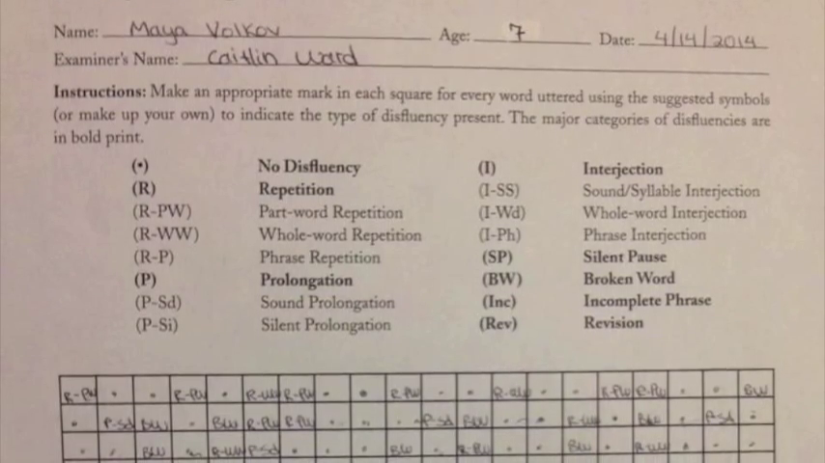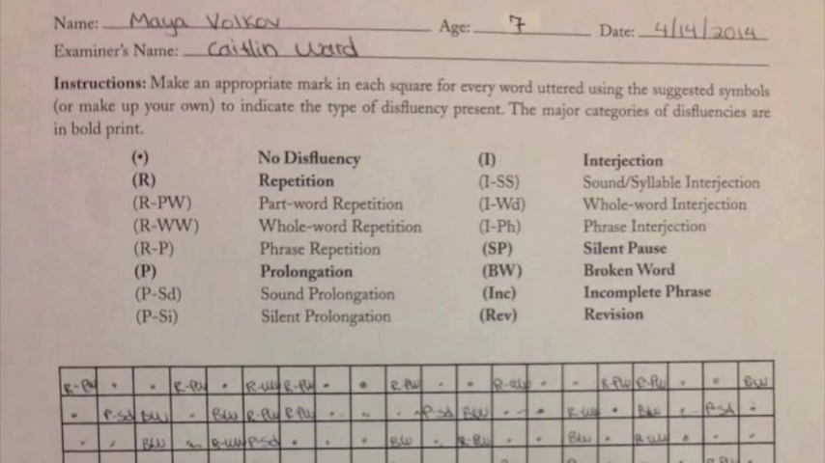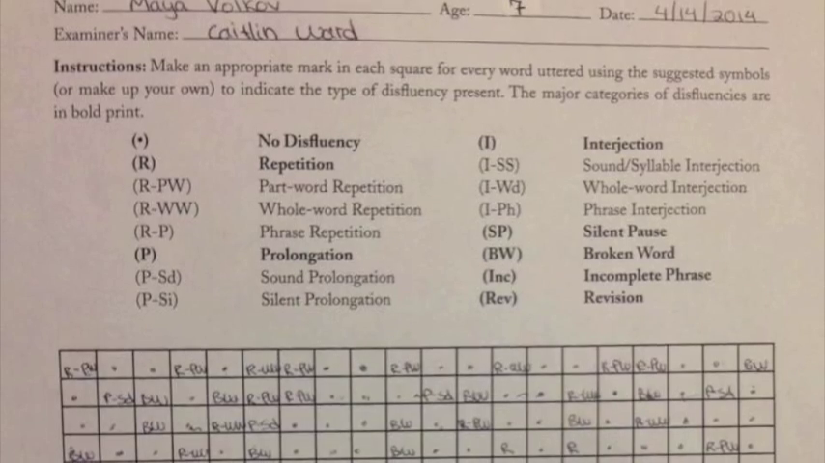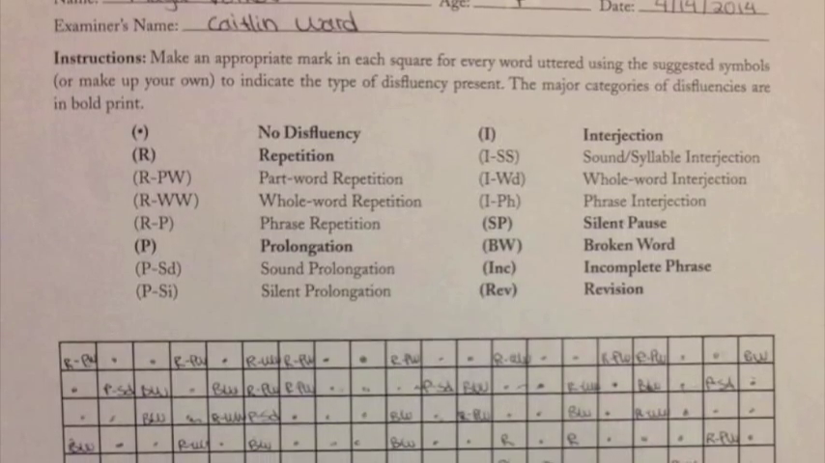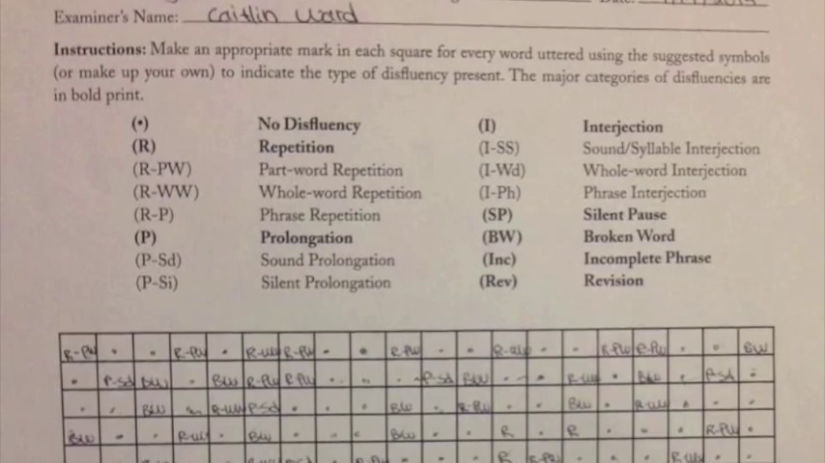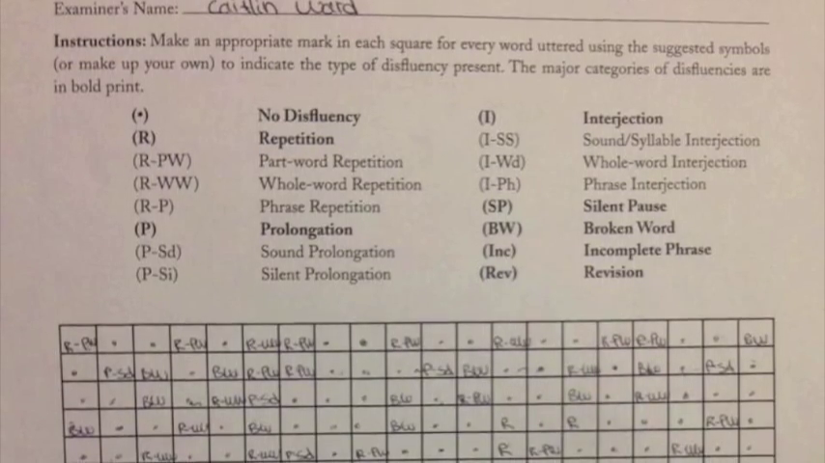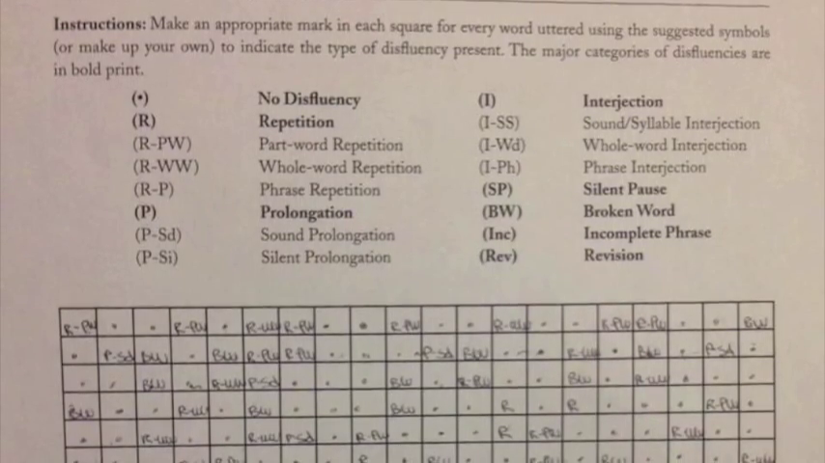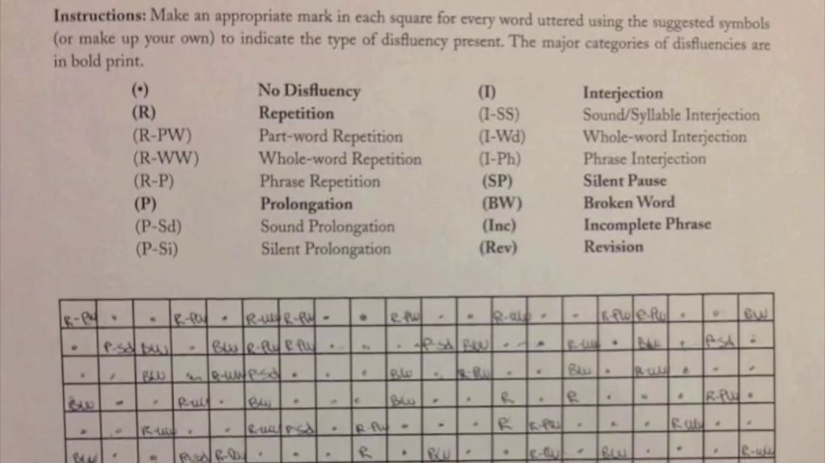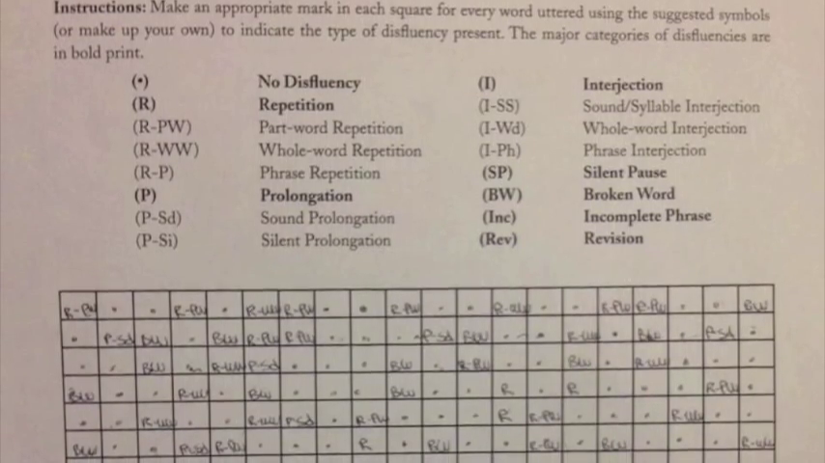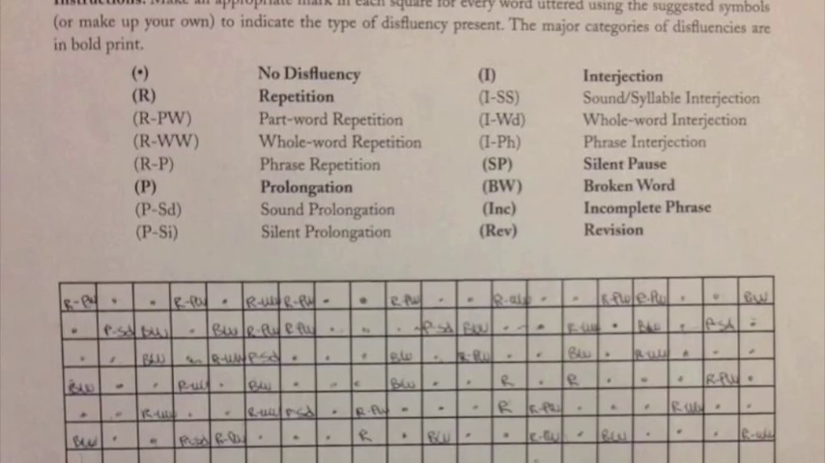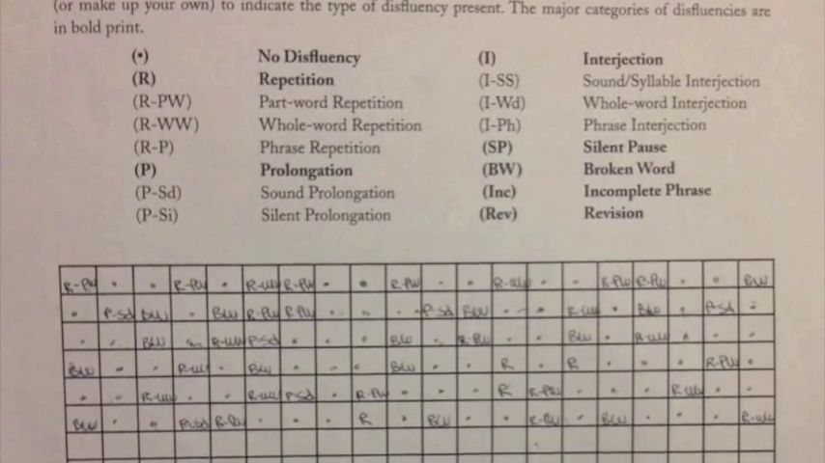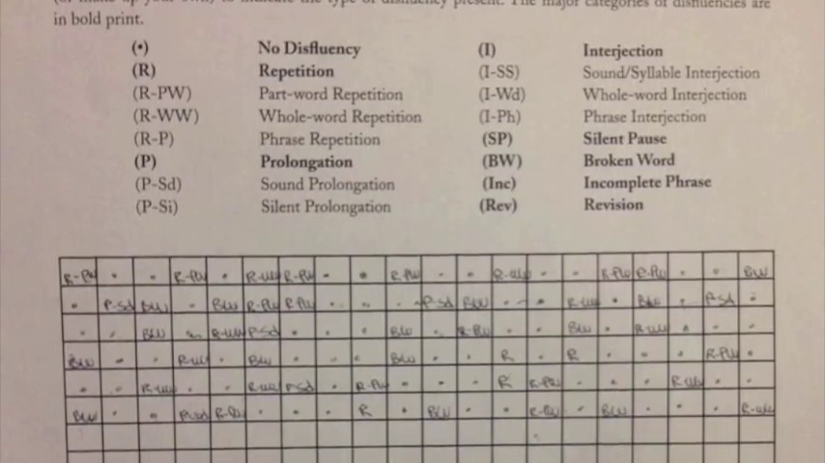Within each box of the fluency charting grid, the clinician writes the appropriate symbol in the box for each word uttered by the client, either using the predetermined list of suggested symbols for the major categories of disfluencies or by the clinician's made-up key. Each box in the fluency charting grid represents a word, and each symbol within it represents the type of disfluency or indicates that the word has no disfluency present. This helps the clinician identify the type of disfluency that is present. The major categories of disfluency are no disfluency, repetition, prolongation, interjection, silent pause, broken word, incomplete phrase, and revision.